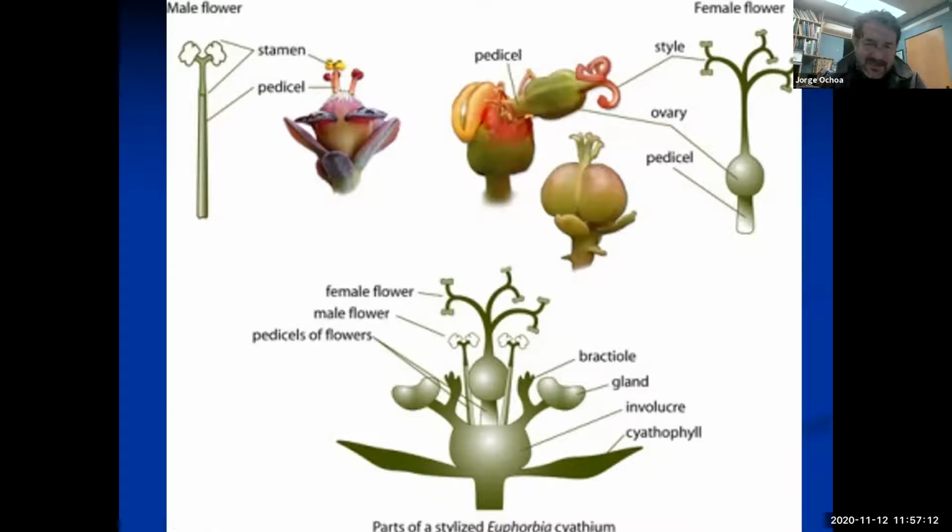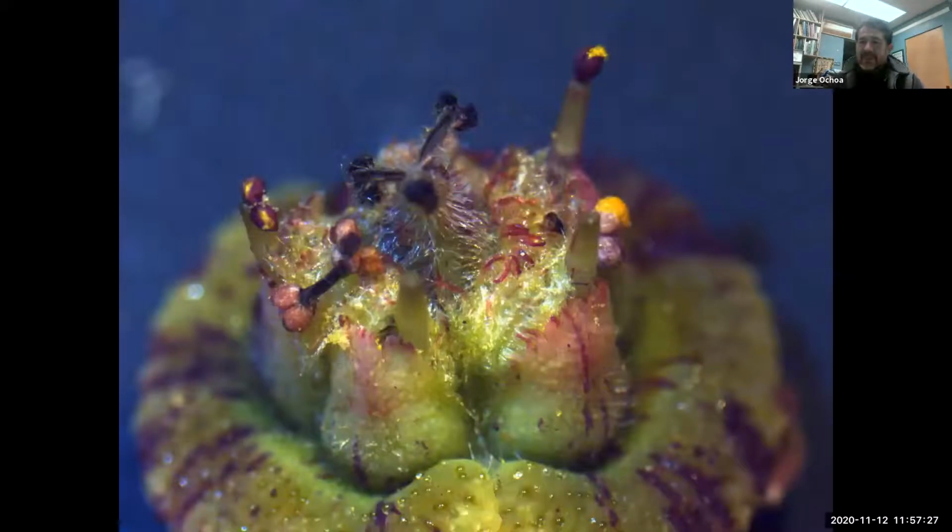So it's not a single flower, it's a cluster of flowers. And again, very simplistic, but it works for them. And they have adopted it, and that's why all euphorbias have it, and it's going to work to their advantage. And so here are my photographs from the microscope that I have in the classroom.